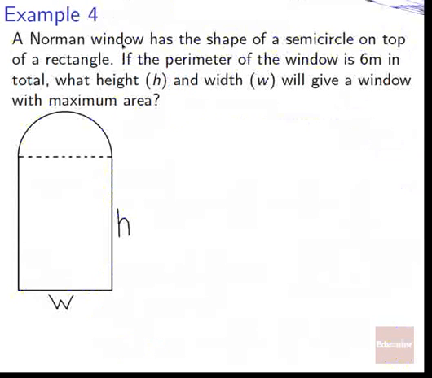Great. All right, final one. This one's a doozy of a word problem, but it's a really great problem. A Norman window has the shape of a semicircle on top of a rectangle. If the perimeter of the window is 6 meters in total, what height, h, and width, w, will give a window with maximum area? So at this point, how the heck do we do this, right? So first thing we want to do, we want to understand what's going on. So this seems to make sense, right? We've got a semicircle, right? That's our semicircle right here. What's a semicircle? A semicircle is just half of a circle.